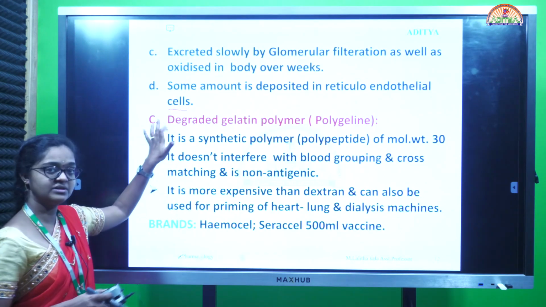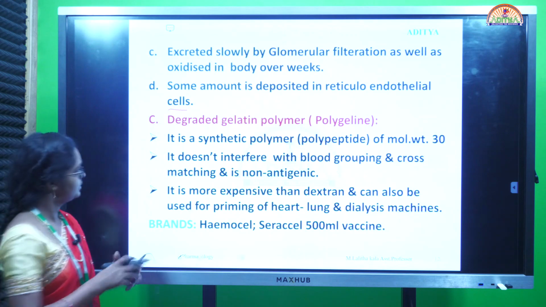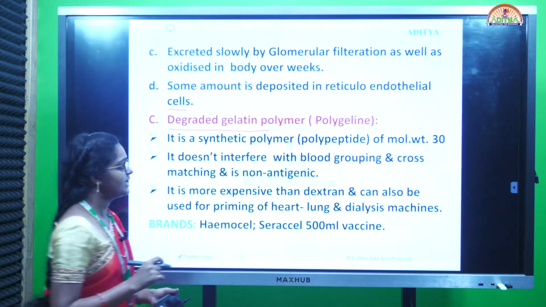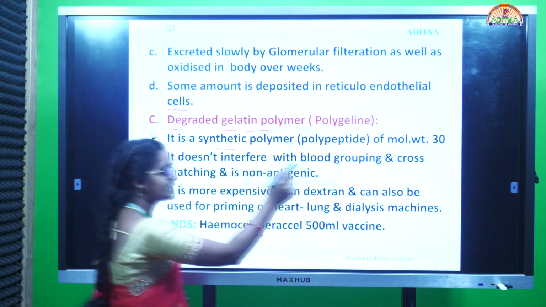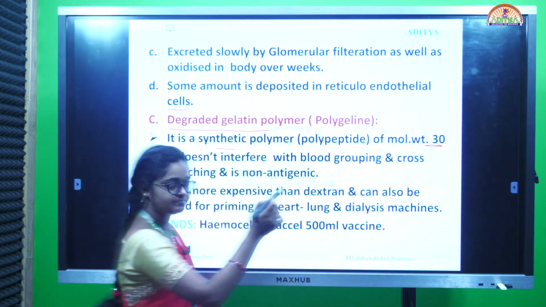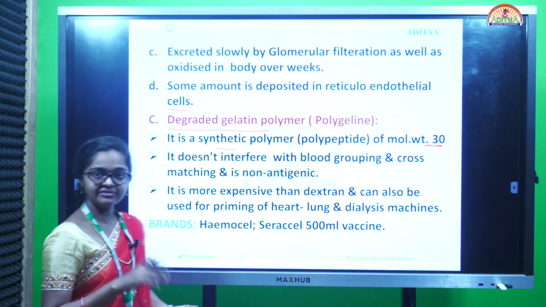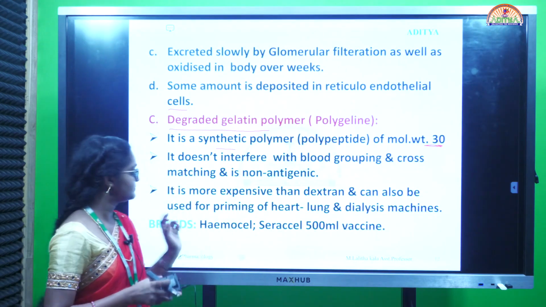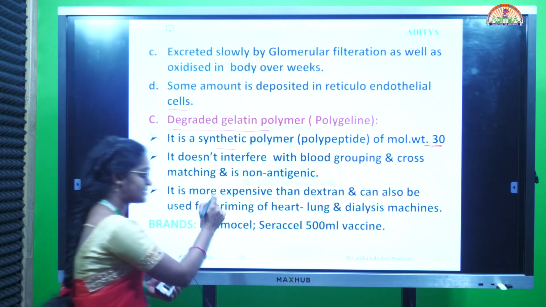Next, coming to subtypes of colloids, degraded gelatin polymer or polygeline. It is a synthetic polymer which has a molecular weight of 30,000. It does not interfere with blood grouping and cross matching and is non-antigenic. It is more expensive than dextran.